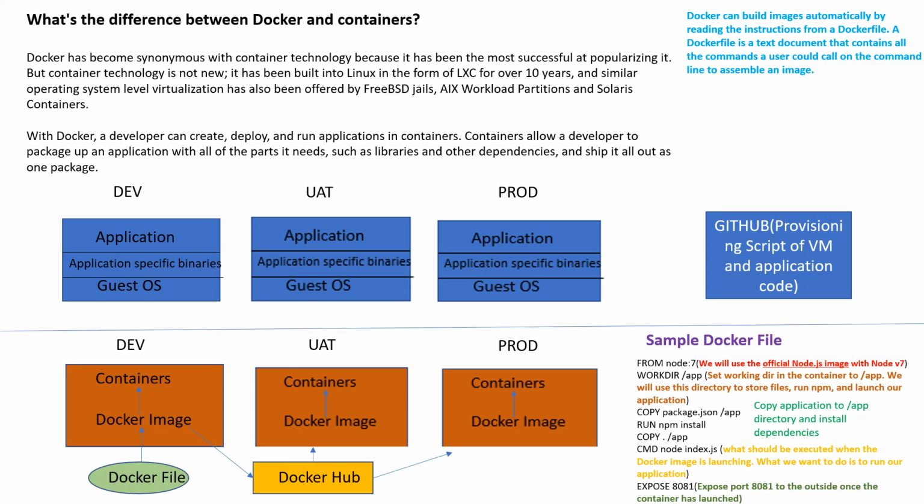The second line, which I have highlighted here, is WORKDIR /app. By this, I'm setting the working directory in the container to /app. We'll use this directory to store files, run npm, and launch our applications, and so on.